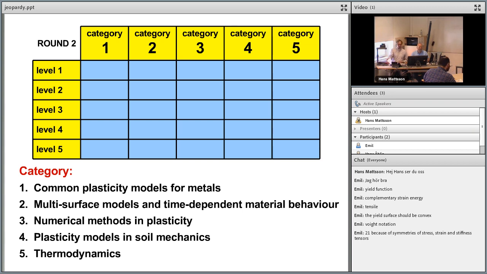Are you ready to start? Group number 2, can you choose a question?